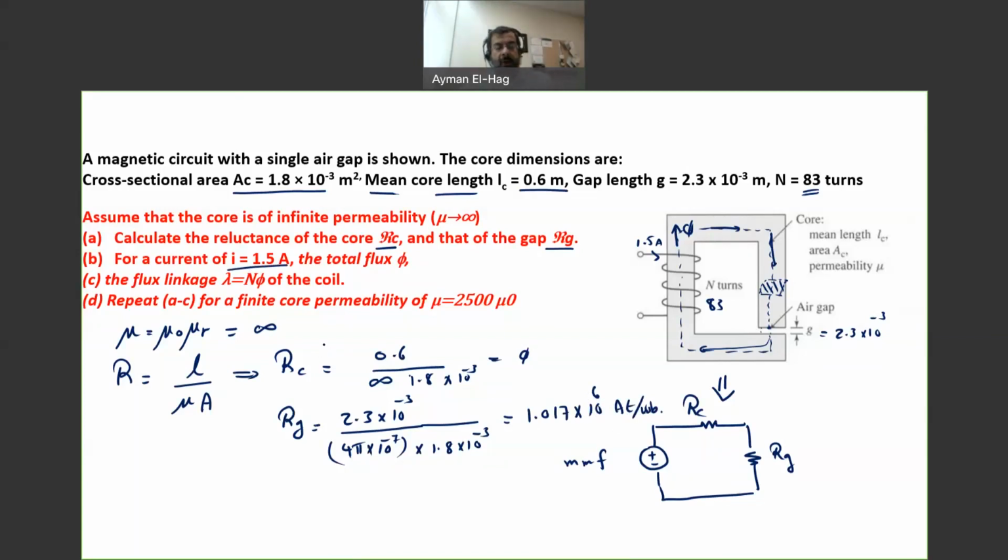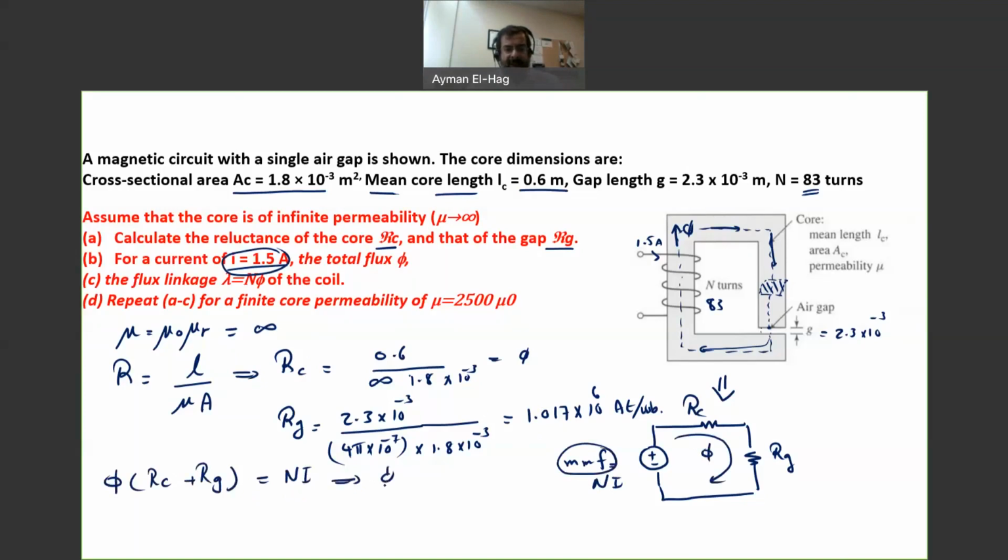Okay. So what this helps us to find is the MMF, because the MMF is equal to N times I. I know N and I know I, so I can find the MMF. Perfect. Now we just apply KVL. So this is the flux, so apply KVL: your flux times the reluctance of the core plus the reluctance of the gap is equal to NI. So from this, you can find your flux.